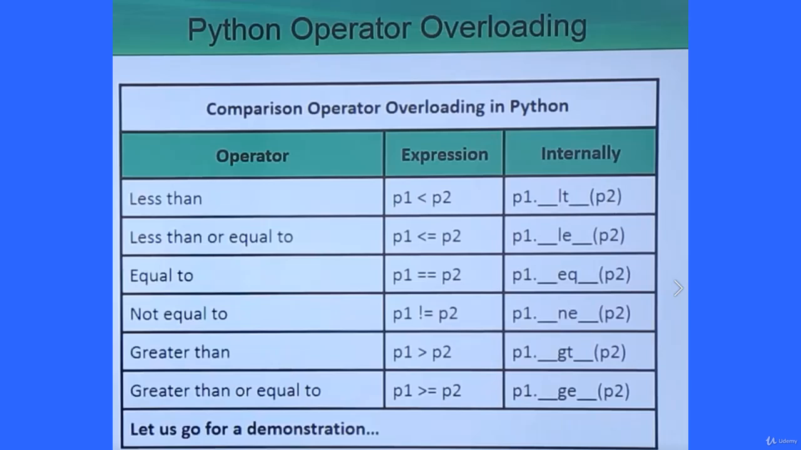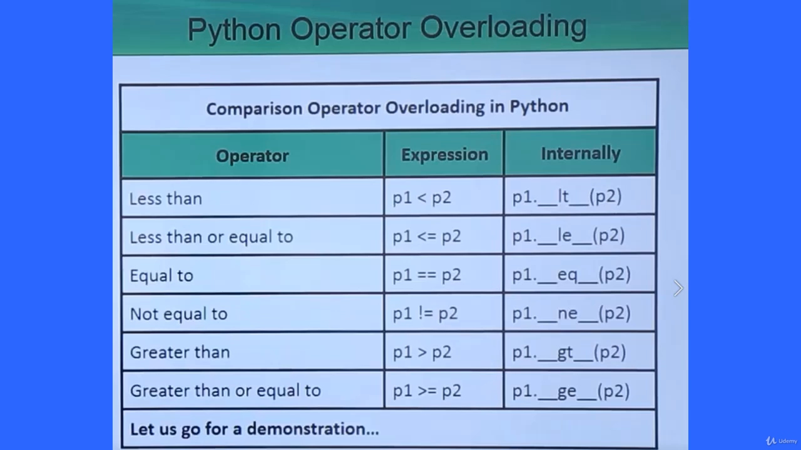Previously we had operator overloading special functions in Python. Now if you consider the comparison operators, that is less than, equal to, double equal to, not equal to, greater than or equal to, less than or equal to, and so on. These are the operators, these are the expressions, and internally which function is getting called, we have listed in the third column.